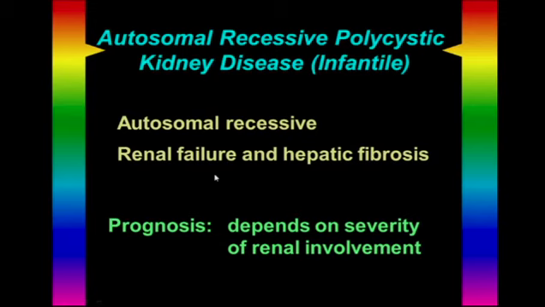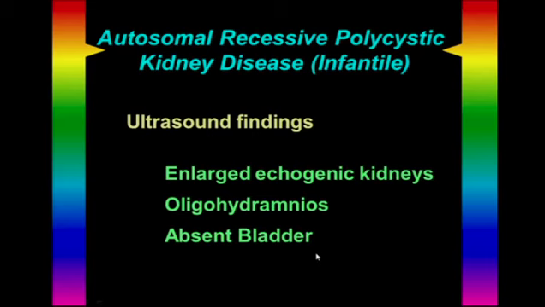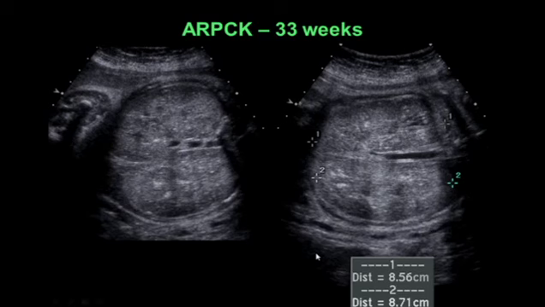With autosomal recessive polycystic kidney disease, the kidney is non-functional or barely functional in most cases. This is autosomal recessive, so the parents have a 25% chance that this will occur in a subsequent child. It's characterized by renal failure and hepatic fibrosis. And overall, the severity depends on the degree of renal involvement in utero. On ultrasound, we'll see enlarged echogenic kidneys, severe oligohydramnios, and absence of the urinary bladder.